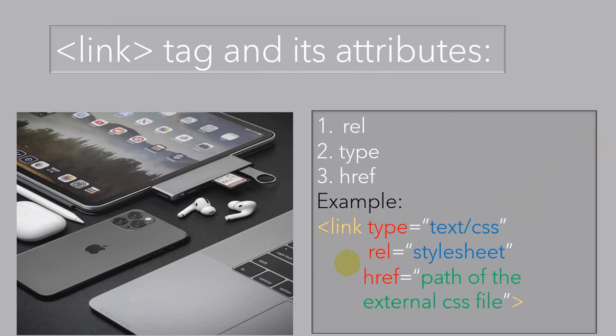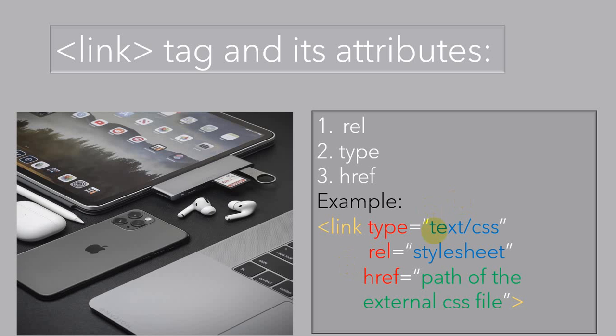CSS file is our external CSS and HTML file is our file in which we are going to apply our CSS. So we have two files, one is HTML file and one is CSS file. Both the files are separate. Now by using the link tag we have to connect, we have to relate both the files.